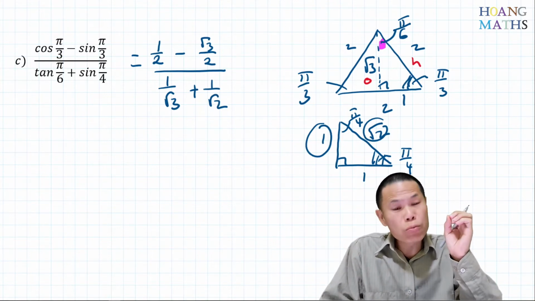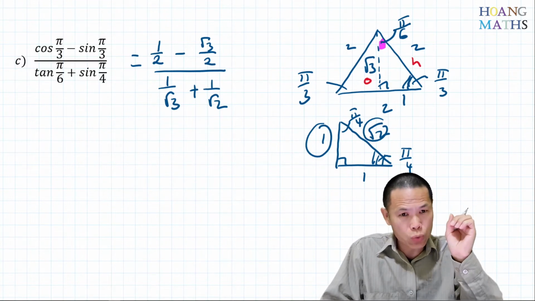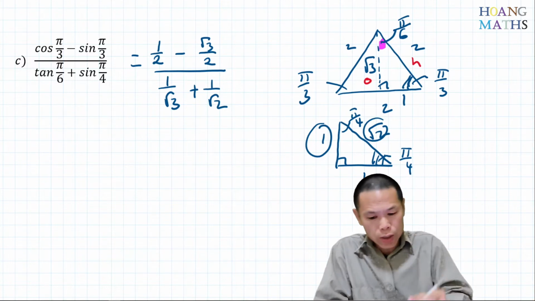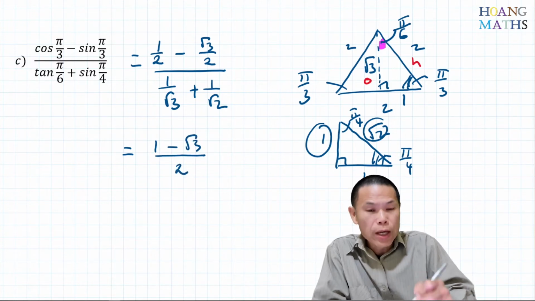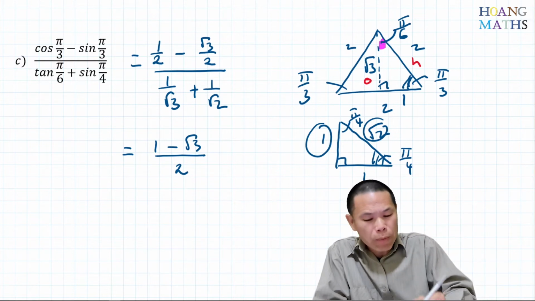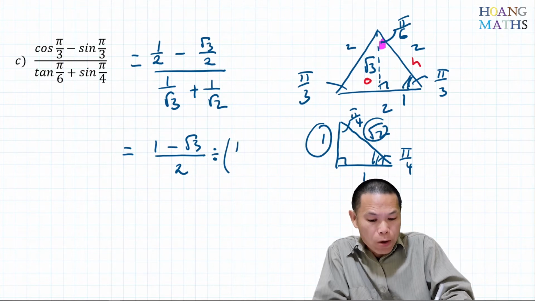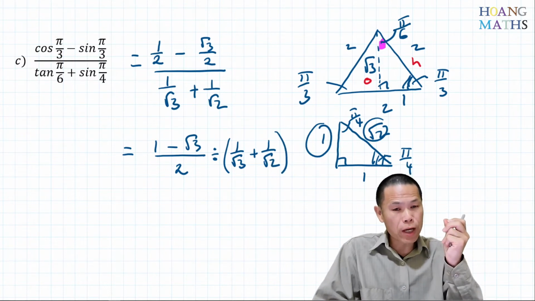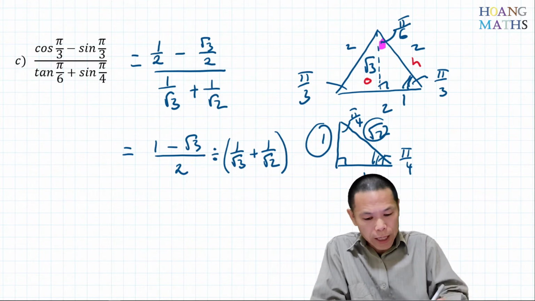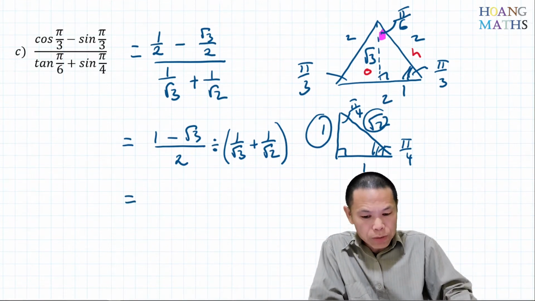Now at the top, the numerator, the common denominator is 2. So we just write it as one fraction. So 1 minus root 3 over 2. So let me write this down. This becomes 1 minus root 3 over 2. Okay, that's the numerator. And then divided by, so I'm not going to write the fraction again. This is exactly the same as divided by bracket 1 over root 3 plus 1 over root 2. So there you go. So now I just simplify further. So I do the inside bracket first, okay?